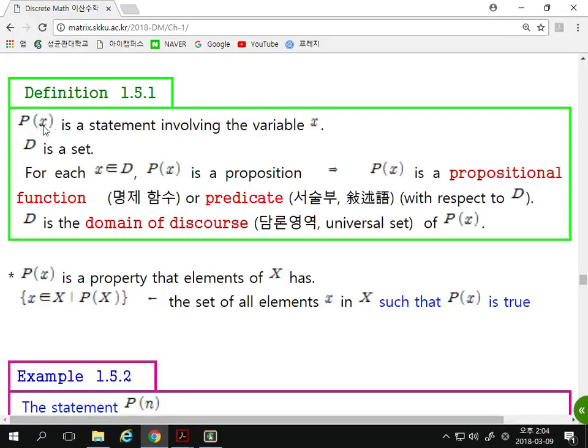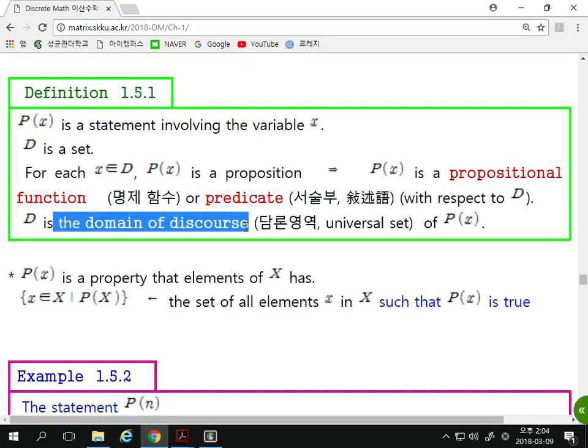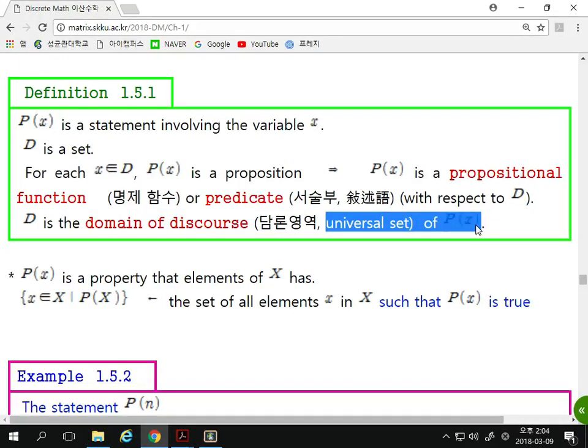If P(x) is a statement involving the variable x and D is a set, then for each x in D, P(x) is a proposition. That means P(x) is a propositional function, 명제함수, or predicate with respect to D, okay? Where D is the domain of discourse. 이거를 담론 영역이라고도 얘기하고 universal set of P(x)라고도 얘기합니다.